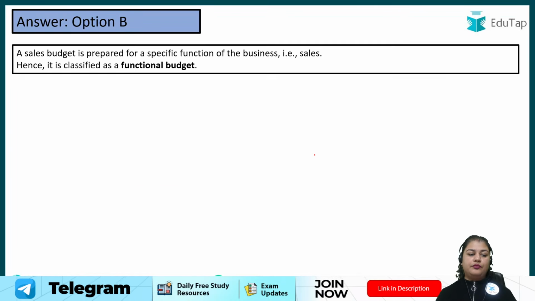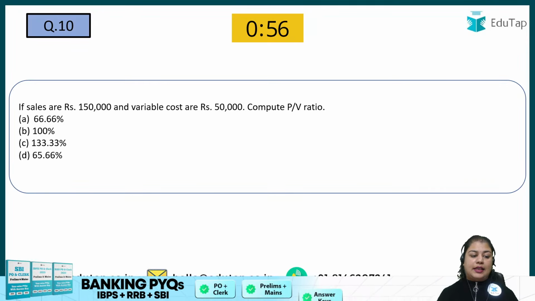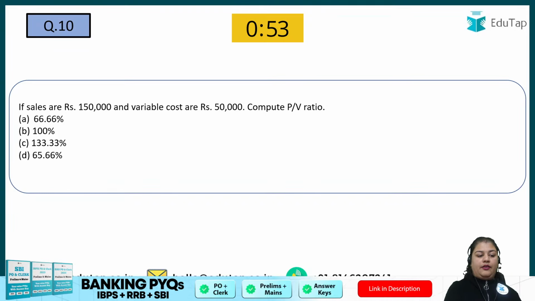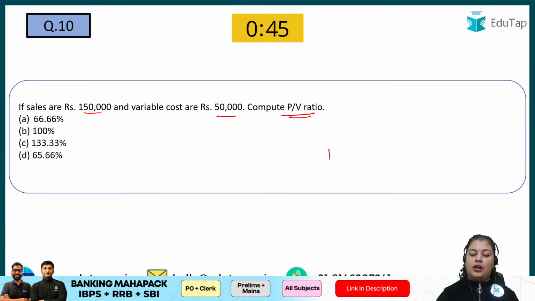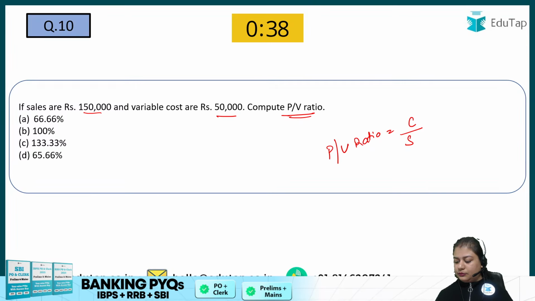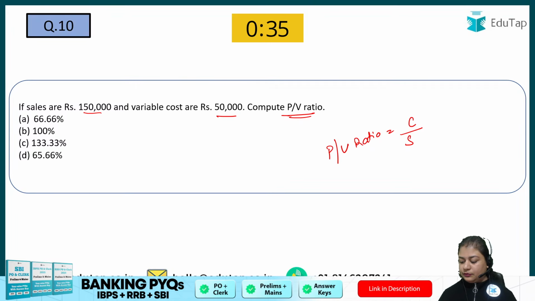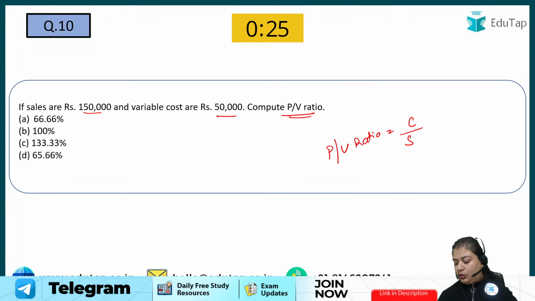Next, question number 10, again a numerical based question. If the sales are 1,50,000 and variable cost is 50,000, you have to compute the PV ratio. What is the formula for PV ratio? Contribution upon sales. So can you help me calculate this? If the sales are 1,50,000, variable cost is 50,000, what is the PV ratio? Can you help me calculate?